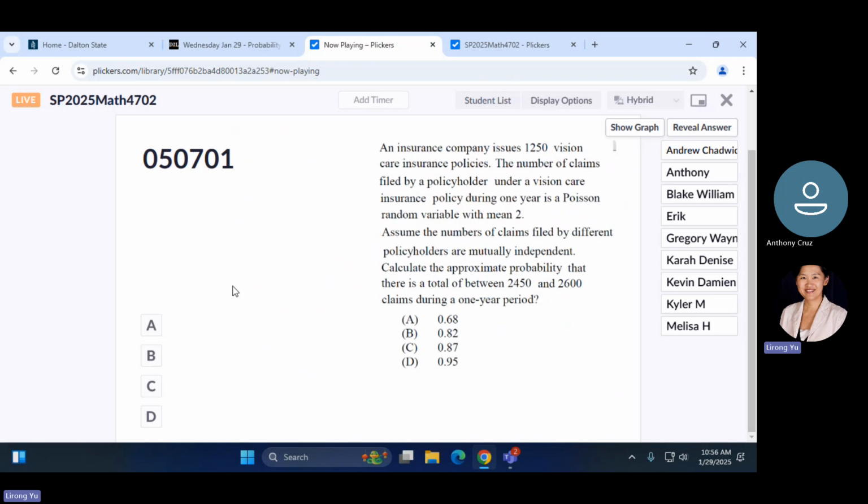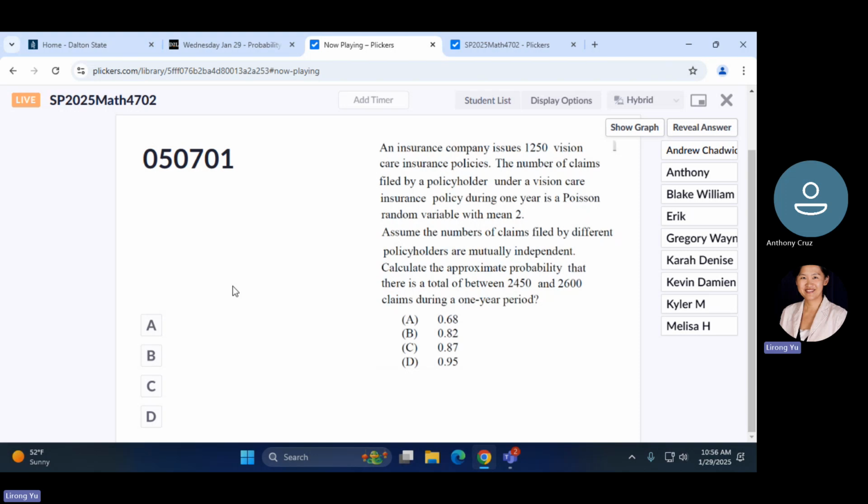Last time, we were studying using the normal distribution to approximate a discrete distribution. This is one big question in Poisson distribution. This is also one of the actuarial science exam questions.